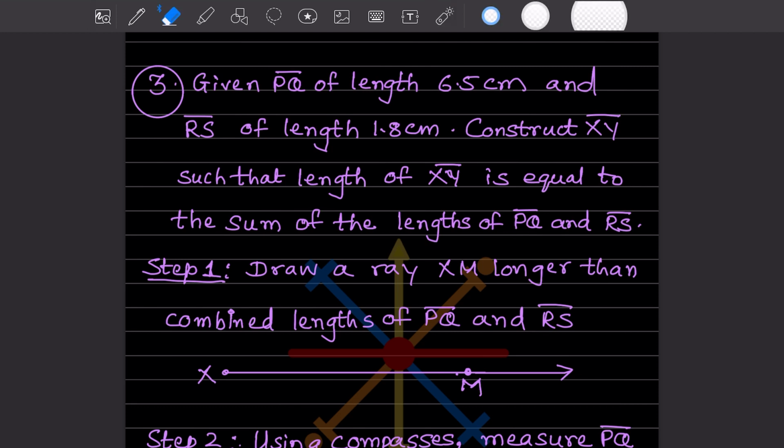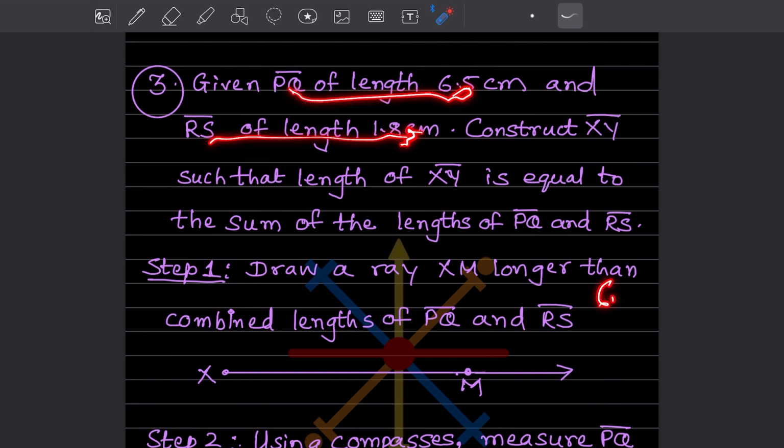You are going to draw a ray, which means there will be a fixed point here and an arrow here. So you are going to draw a ray XM longer than the combined lengths of PQ and RS. So what did they say here? PQ is 6.5 and RS is 1.8. When you combine these two, 6.5 and 1.8, that is going to be 8.3. So it should be longer than 8.3. Hope you got this one.